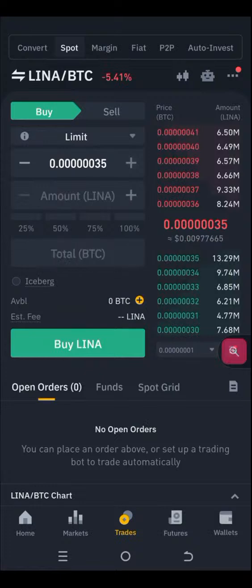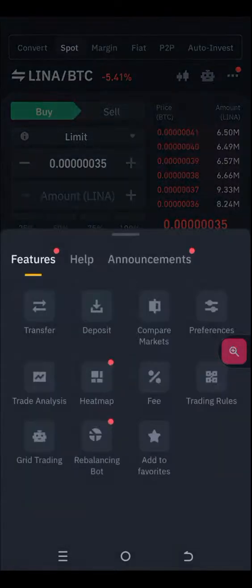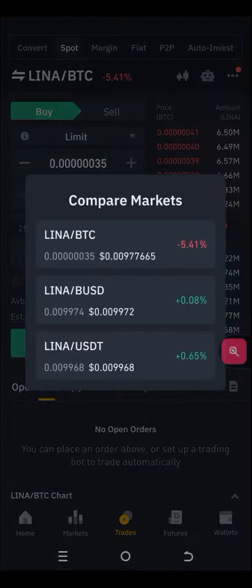BTC, or could it be Lena USDT? Let's find out. Let's quickly go to the compare markets to see what we have right now. So you can see that in the compare markets, we've got Lena BTC as 0.009777, and we have Lena USDT as 0.0099. So obviously we got to start with BTC.